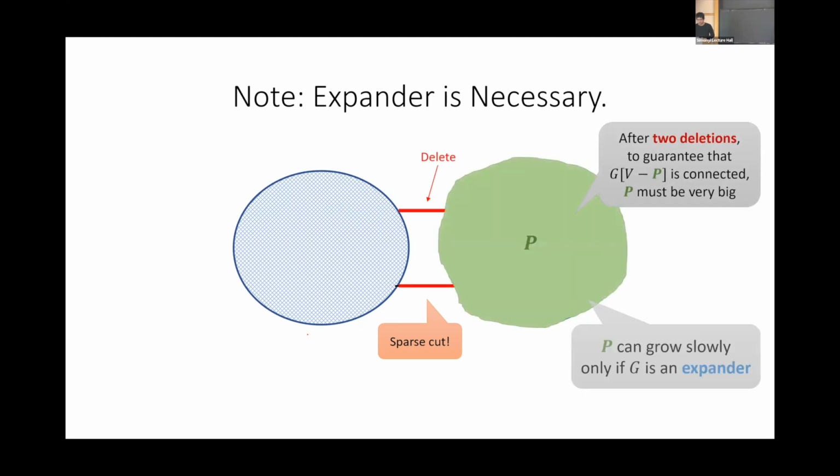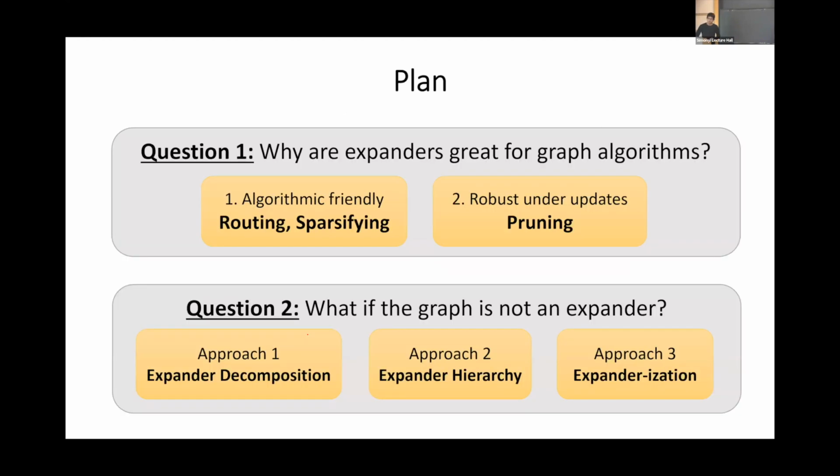So that's like the two things about why expanders are so good for fast algorithms. The first reason is that they are algorithm friendly. Any problem that you want to solve, you can do it fast in an expander. That's why they have applications to the static and distributed settings. And the second is that they are robust under updates. That's why they are useful in the dynamic setting too.